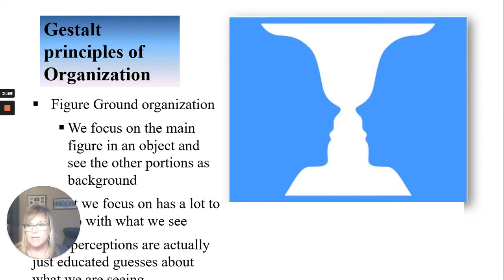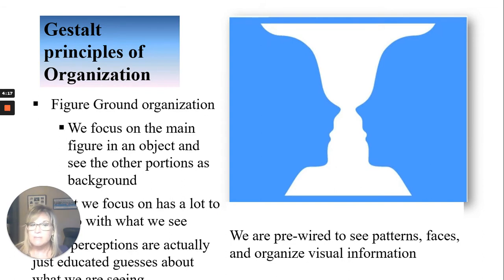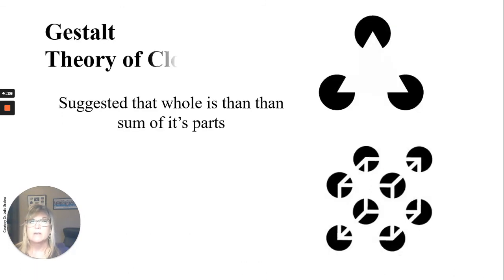Your visual system is taking in all this information and sending it to your brain, and your visual lobe is really processing this information and trying to connect what we're seeing with things that we know and things that we've experienced. And sometimes we're wrong in what we think we see. We're pre-wired to see patterns and faces and organize visual information. Babies especially are pre-wired and focused on seeing faces.